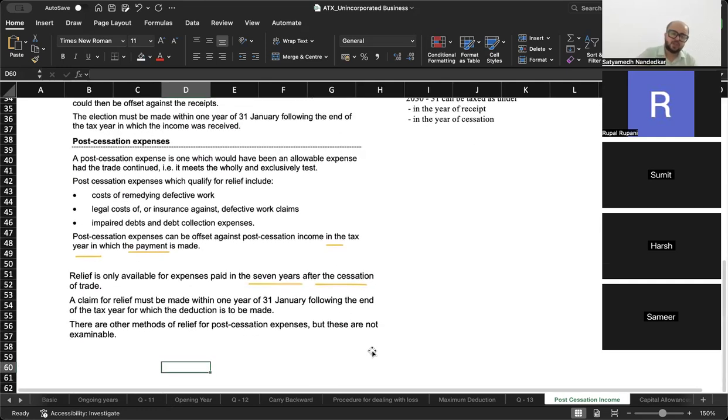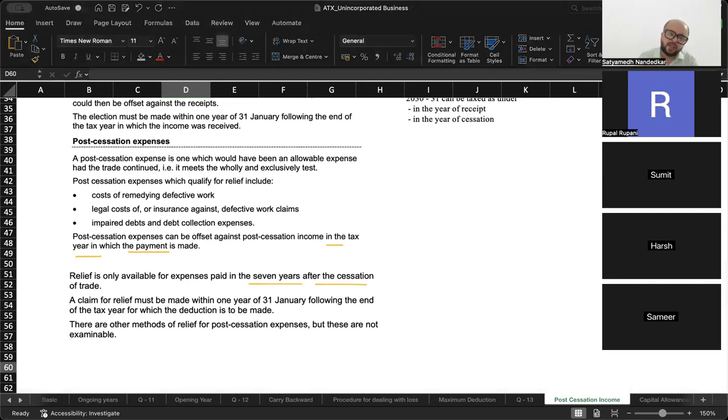Talking about post-cessation expenses, a post-cessation expense is one which would have been an allowable expense had the trade continued. That is, it meets the wholly and exclusively test. So, if the business was still in continuation, what would you have done in that case? Would you have claimed that particular amount as a deduction? If the answer to that question is yes, then you will be allowed to claim that amount as a deduction even now. Otherwise, that amount cannot be claimed as an expenditure.